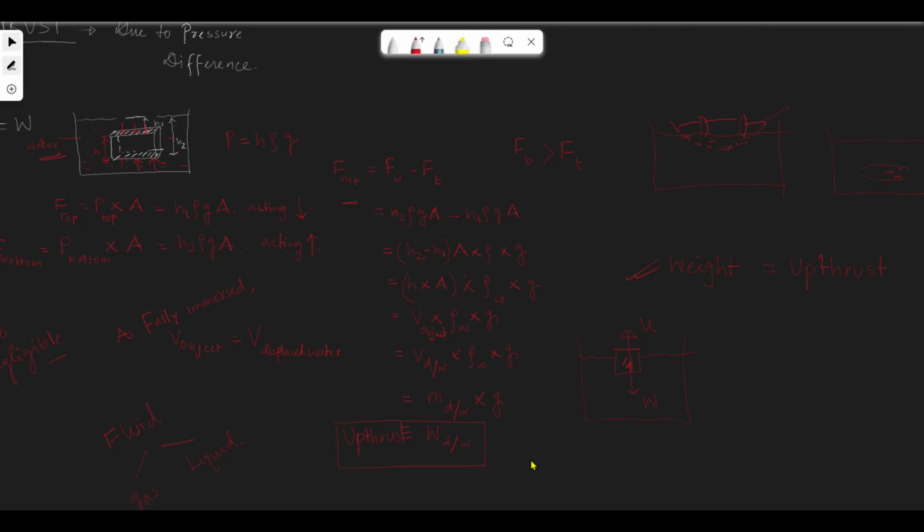And here the pressure difference causes an upward force to be experienced by this aircraft. And this is what we call aerodynamic lift. This aerodynamic lift helps the aircraft to maintain its particular altitude when in flight.